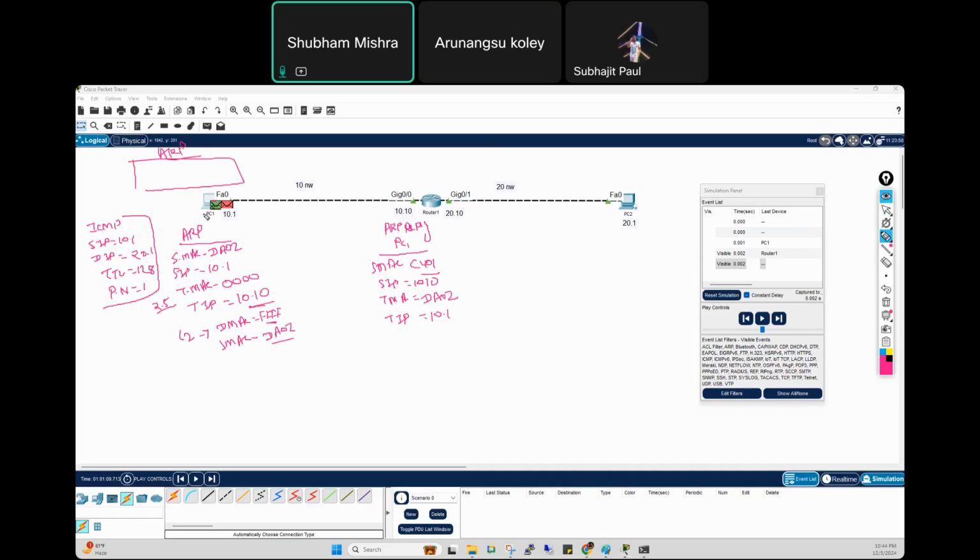PC1 के ARP table में पहले से क्या इंफॉर्मेशन थी? Before, in the PC number 1 ARP table, for 10.1 the MAC address was DA02. Now PC number 1 received the ARP reply packet from this router. So PC number 1 installs the 10.10 IP address, and the MAC address of this IP is C401. Done na everyone?